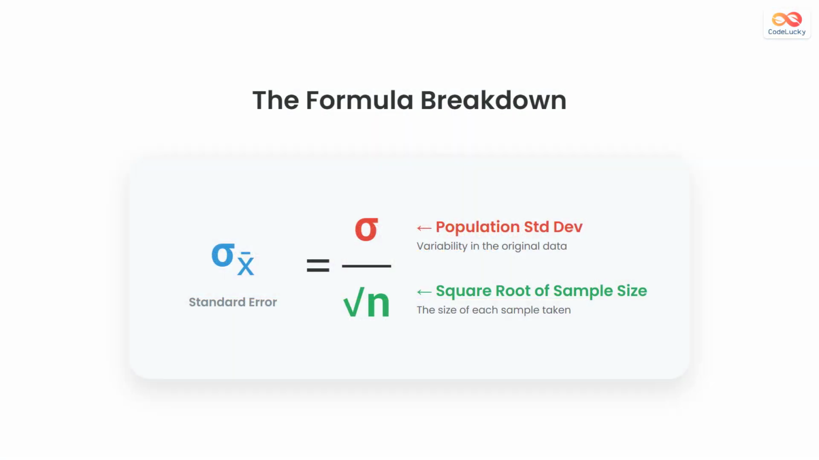Here is the mathematical formula. The symbol sigma sub x bar represents the standard error. It equals sigma, the population's standard deviation, divided by the square root of n, the sample size. This elegant equation tells us that our error depends on just two things: how messy the original data is and how much data we collected.